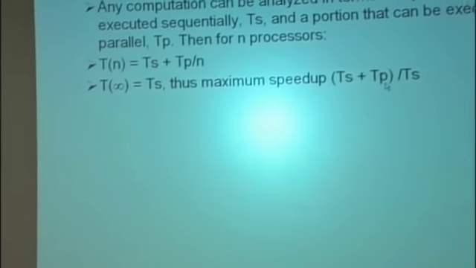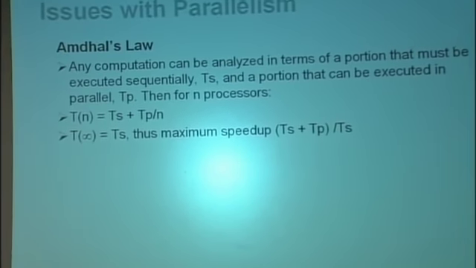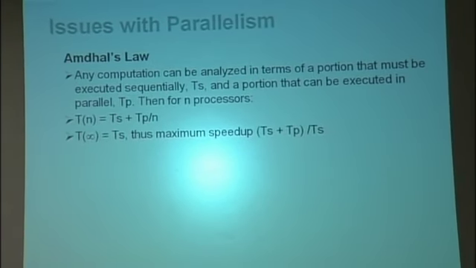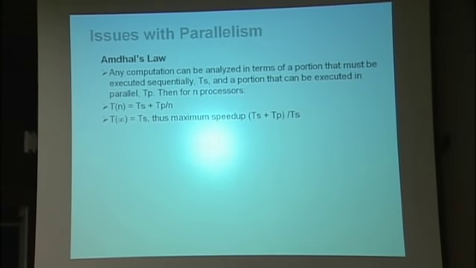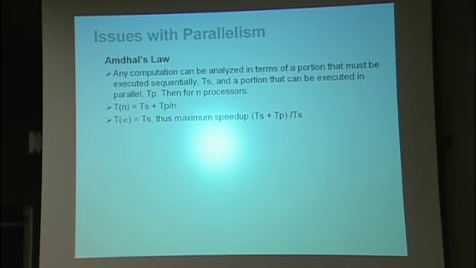That means if only 90% of the code can be parallelized, the maximum speedup you can get is 10, even if you have an infinite number of processors. If 99% of the code is parallel, the maximum speedup you can get is 100. This is very interesting, because even if you have huge machines, if your code has a certain amount of sequential part, there's a limit to what you can do.